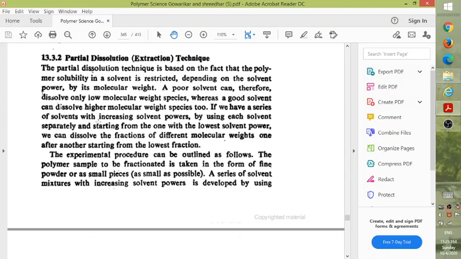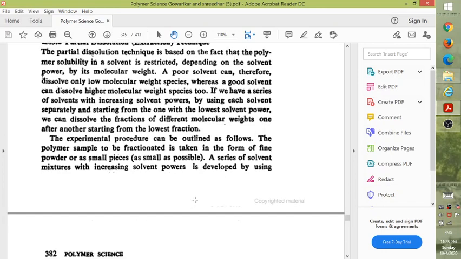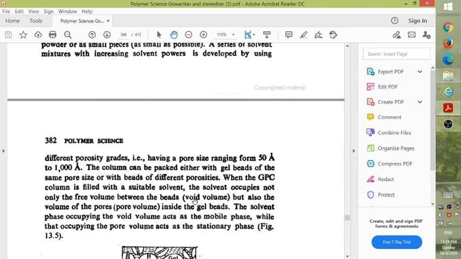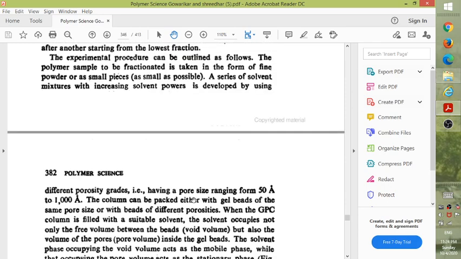The experimental procedure can be outlined as follows. The polymer sample to be fractionated is taken in the form of fine powder or as small pieces, as small as possible. A series of solvent mixtures with increasing solvent power is developed.